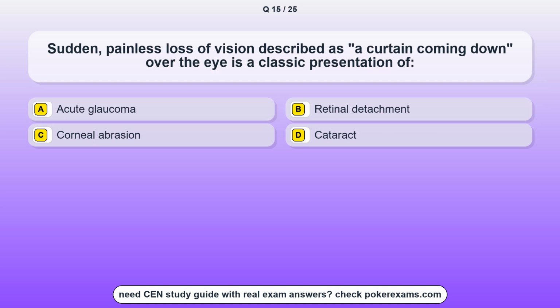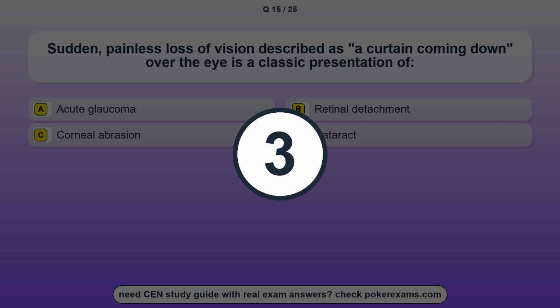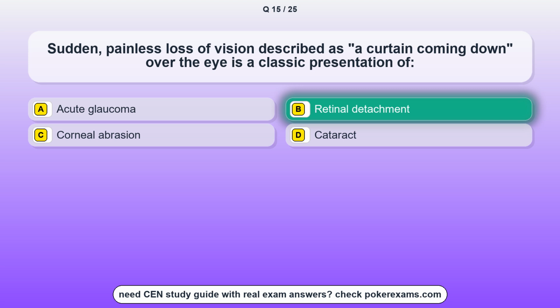Question 15. Sudden, painless loss of vision described as a curtain coming down over the eye is a classic presentation of Option A acute glaucoma, Option B retinal detachment, Option C corneal abrasion, Option D cataract. The correct answer is Option B, retinal detachment.